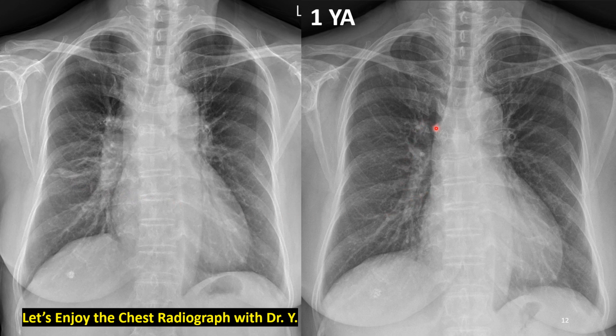Look at last year's normal right hilum. What's the difference? First, size is increased. Denser than before, whiter than last year. And the margin is irregular. Anatomic structure, pulmonary artery is not clear. And how about the upper mediastinal border? Different than before? Yes. Let's confirm through the CT.